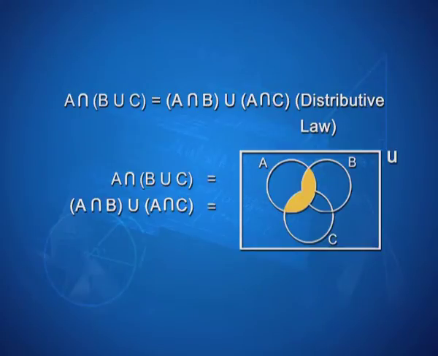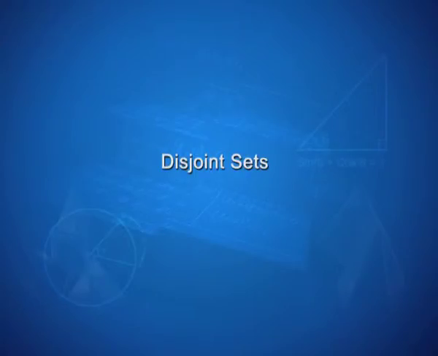Now we can see that the left hand side and the right hand side of the distributive law are verified with the help of the Venn diagrams. Another important property of intersection of sets is for disjoint sets. But what are disjoint sets?